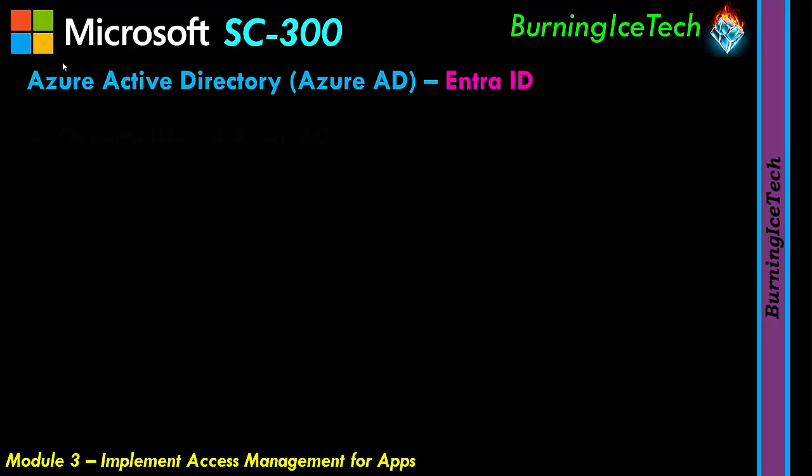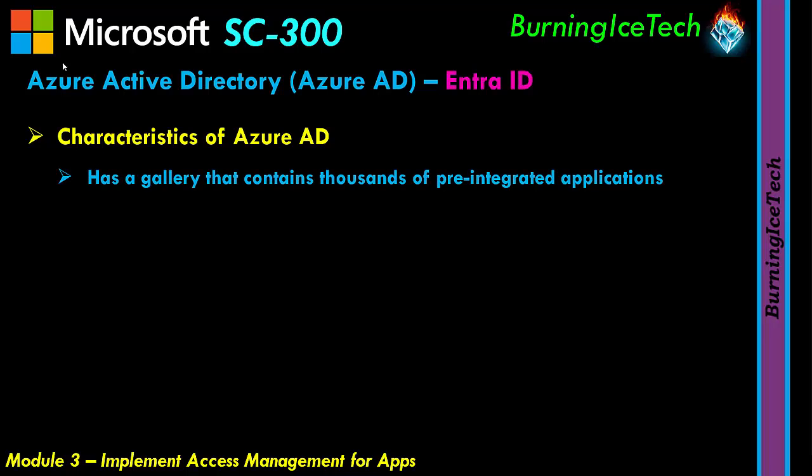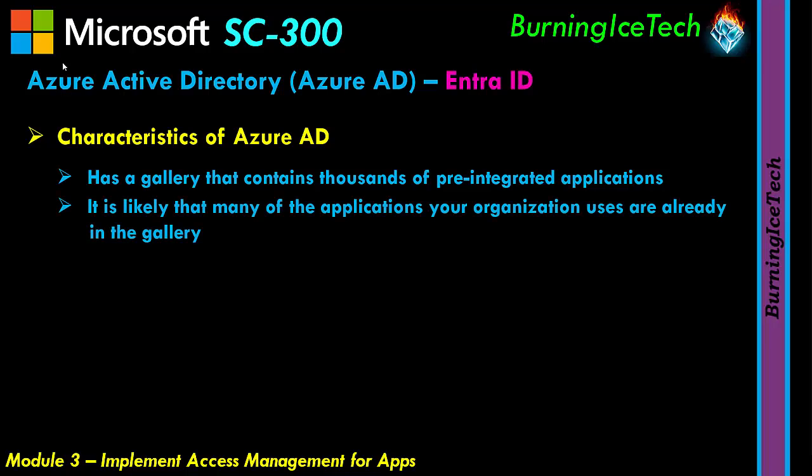So let's start things off with characteristics of Azure Active Directory. It has a gallery, for those of you who didn't know, that contains thousands of pre-integrated applications. You can actually even go run a search on that. So if you go to Google or a search engine of your choice and you run a search for the application gallery of Azure Active Directory, you're going to see Google says it's got a gallery of thousands of pre-integrated applications. It is likely that many of the applications your organization uses are already in this gallery.